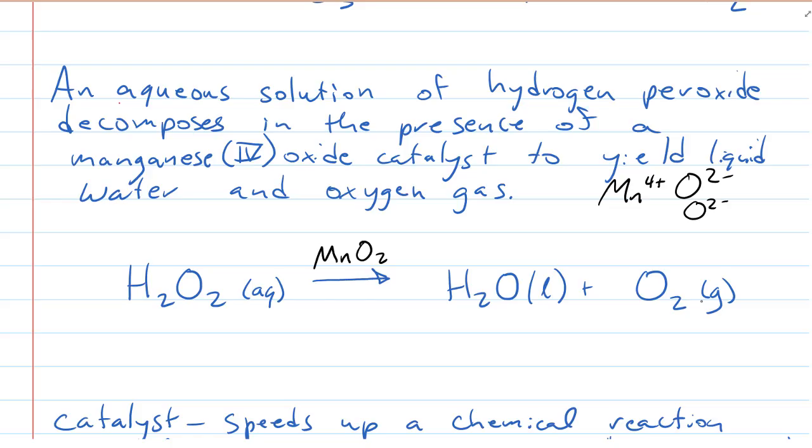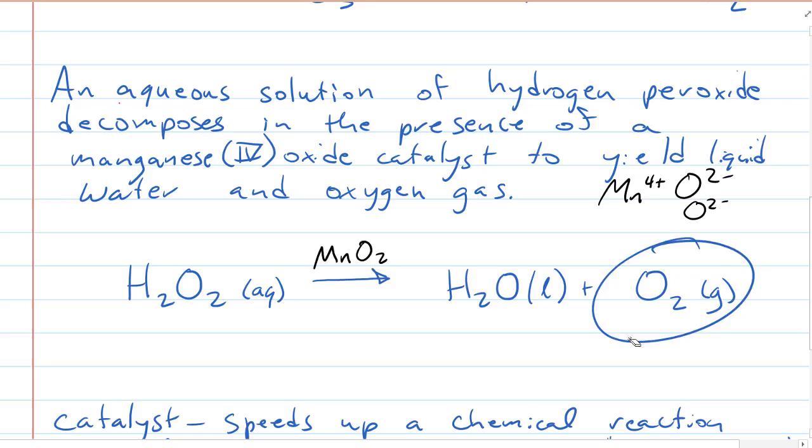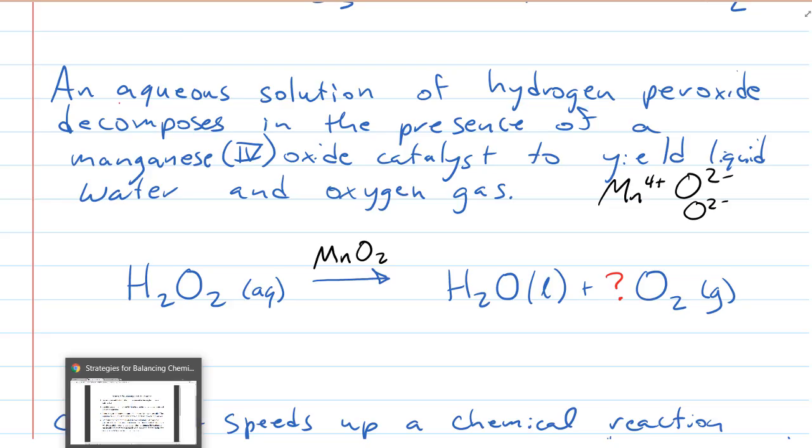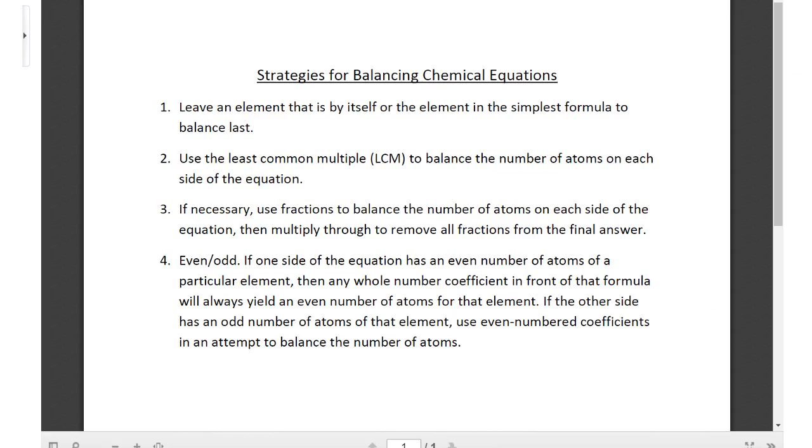3. So now, we did say we want to leave this one to last because it means we should be able to put some coefficient here in front of the O2 to balance it. We just don't know what that is. The problem is, if you start thinking of using whole numbers now, like a 2 or 3 or whatever, then that makes the side even bigger. So this takes us to strategy number 3. Strategy number 3 says, if necessary, use fractions to balance the number of atoms on each side of the equation and multiply through to remove all fractions from the final answer.